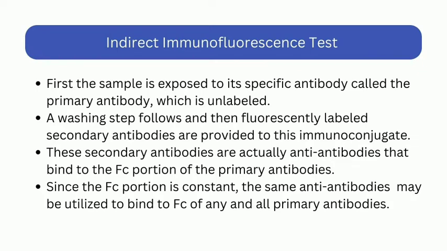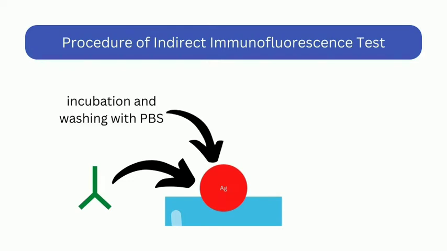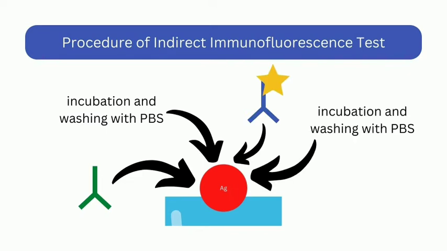The procedure involves fixing of a known antigen onto the slide. Then the specimen to be tested is applied to the slide nearby. Exposure of both to primary antibodies, incubation and careful washing with PBS. Then a secondary antibody with the fluorescent tag is added to both. Incubation and careful washing again with PBS, and observation for fluorescence using a fluorescent microscope, determining if the antigen was present.